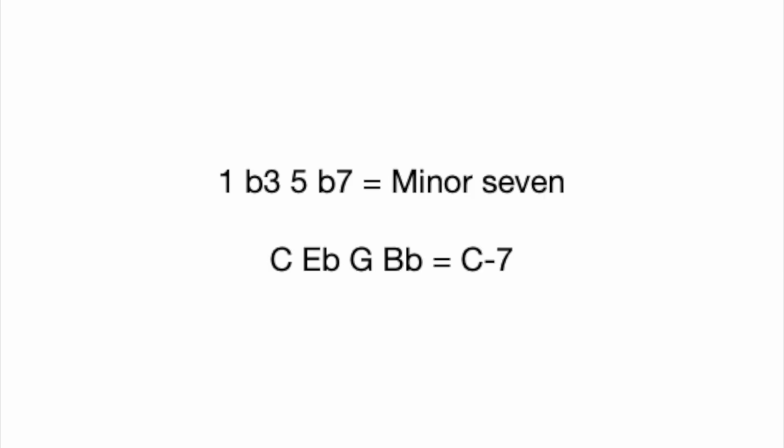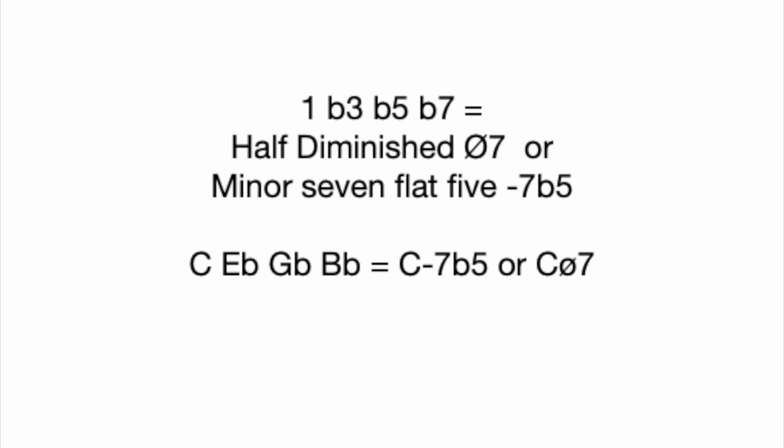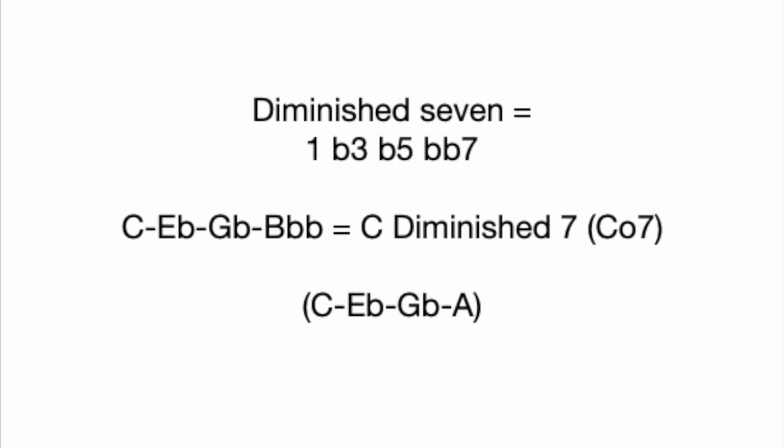In jazz terminology, these are simply referred to as seven chords, as in C7. Minor triads with a minor seventh are referred to as minor seventh chords. A diminished triad with a minor seventh has two names, one being half diminished and the other being minor 7 flat 5. A fully diminished chord is a diminished triad with a diminished seventh.